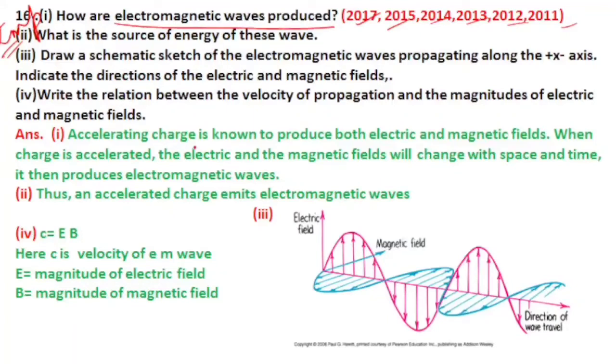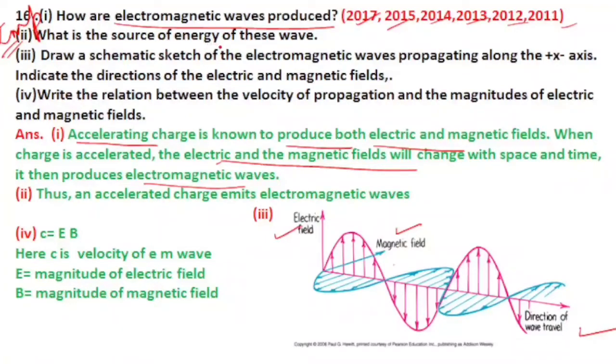What is the main source of these electromagnetic waves? Yes, accelerating charge is known to produce both electric and magnetic fields, and when the charge is accelerated, the electric and magnetic field will change with space and time, and it produces electromagnetic waves. So, accelerating charge produces electric and magnetic field. When the charge is accelerated, both electric and magnetic field change, and it produces electromagnetic waves. Electric field is in one direction, magnetic field is perpendicular to electric field, direction of propagation of wave is perpendicular to both electric and magnetic field this way.